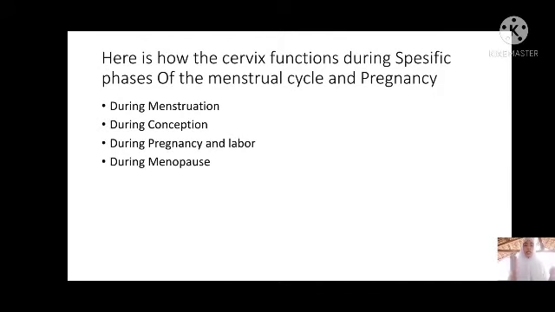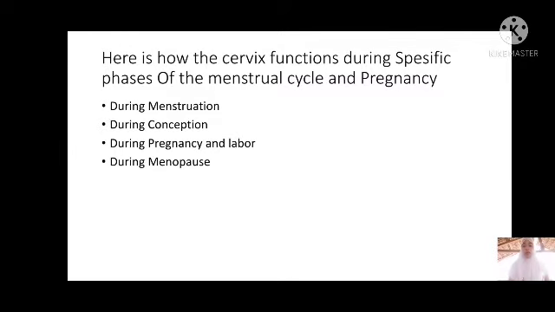Here is how the cervix functions during specific phases of the menstrual cycle and pregnancy. So dito, the first is during menstruation. So during menstruation, this cervix is open a small amount to permit the passage of the menstrual blood out of the uterus and through the vagina. While during conception naman, conception nag-occur siya when sperm travel through the cervix para maka-enter sa uterus and ultimately fertilize an egg.